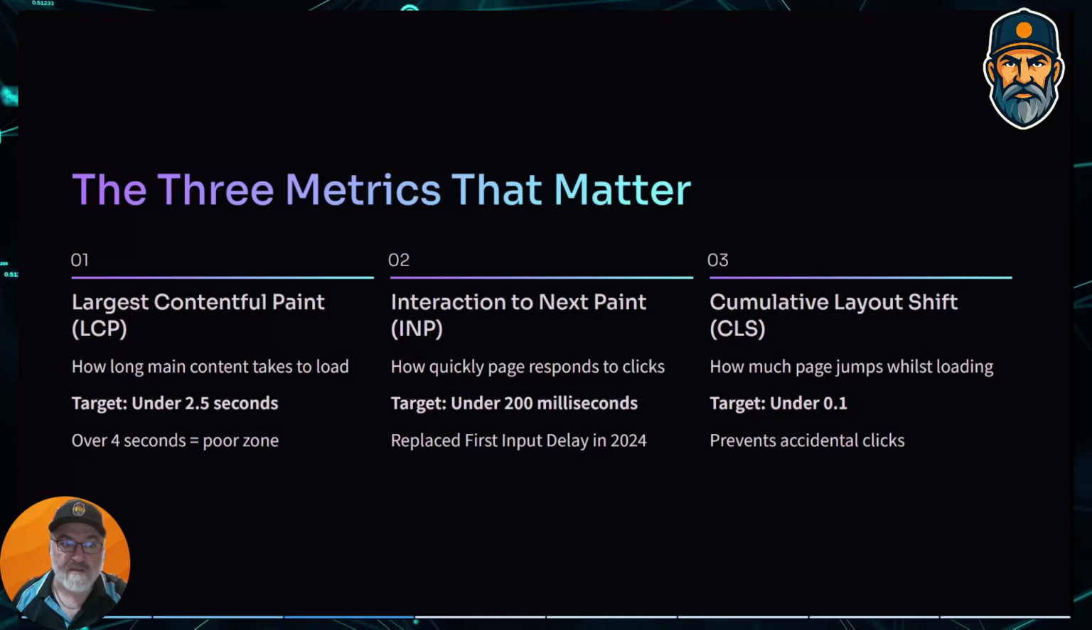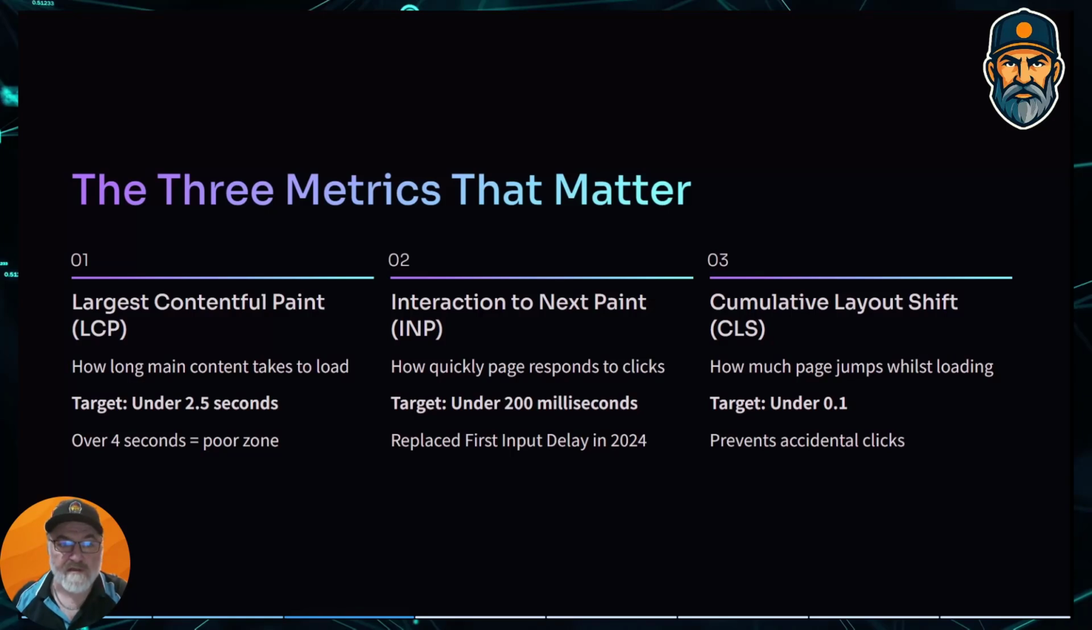2. Interaction to Next Paint, or INP. This replaced First Input Delay in 2024. It measures how quickly your page responds to someone's click of a button or tap of a link and so forth. You need to be under 200 milliseconds.